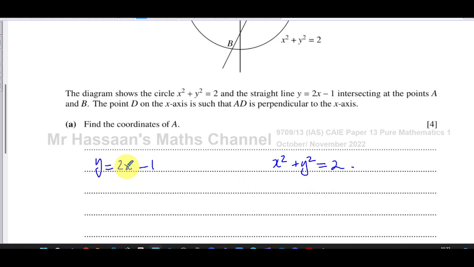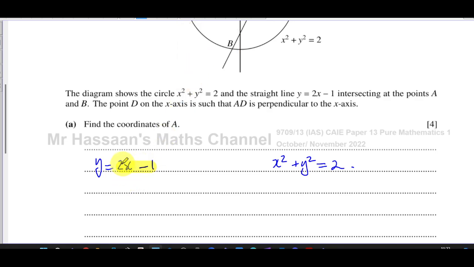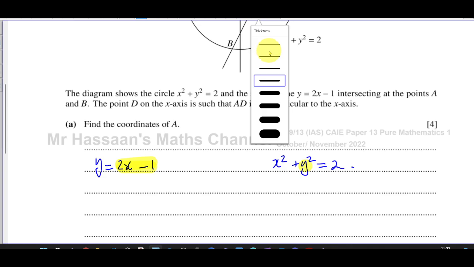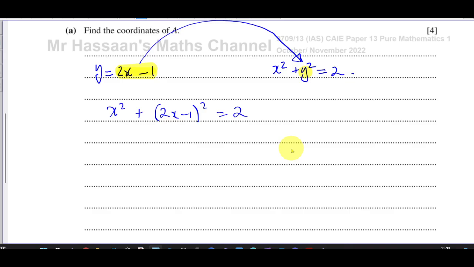So what I'm going to do is take the 2x minus 1, which is basically what y is equal to, and replace this y here with 2x minus 1, because y is equal to 2x minus 1. So I'm substituting one of the equations into the other equation. That's what I'm doing. So I have here x squared plus, instead of y, 2x minus 1 squared equals 2. So now I have an equation with just x in it.